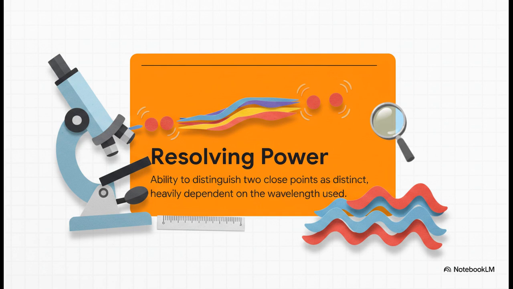The actual secret sauce here is something called resolving power. This is the ability of a microscope to look at two microscopic points that are incredibly close together and still distinguish them as two completely separate, fine details, rather than just one merged, muddy blob. And resolving power is heavily dependent on the wavelength of whatever beam you're using to look at the sample.